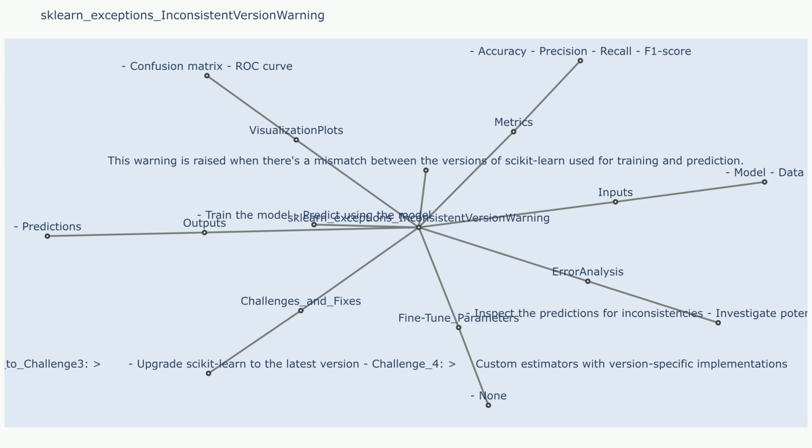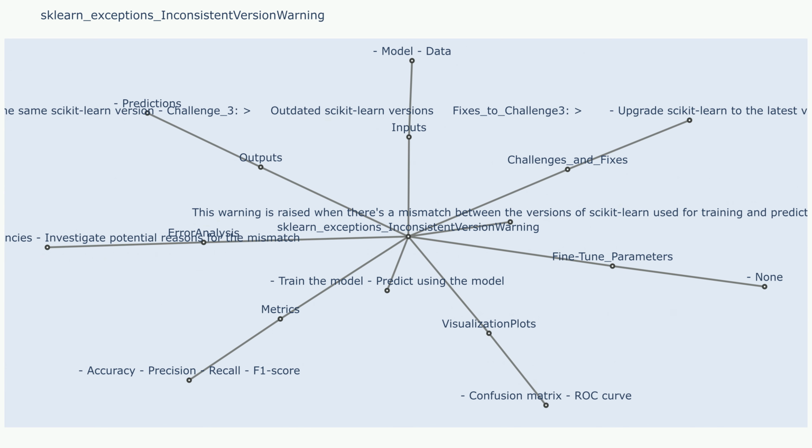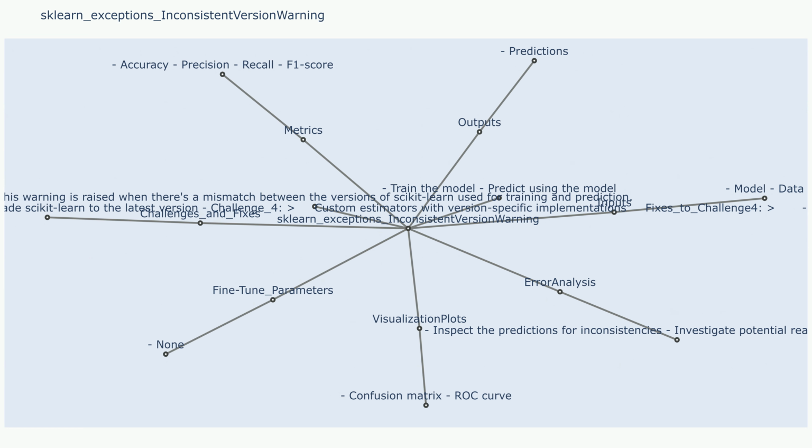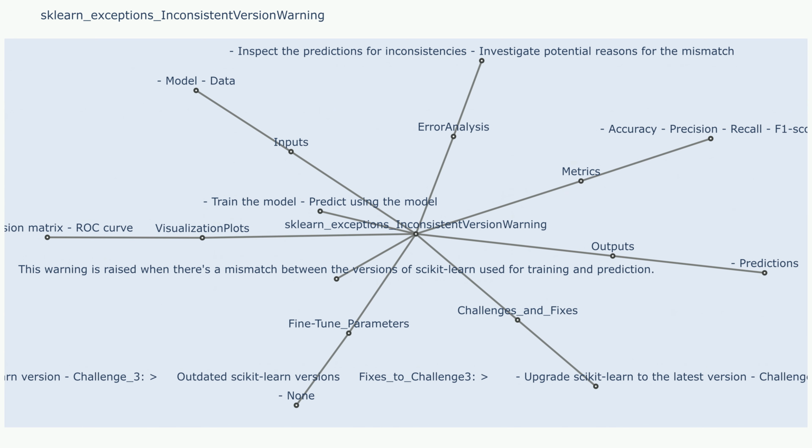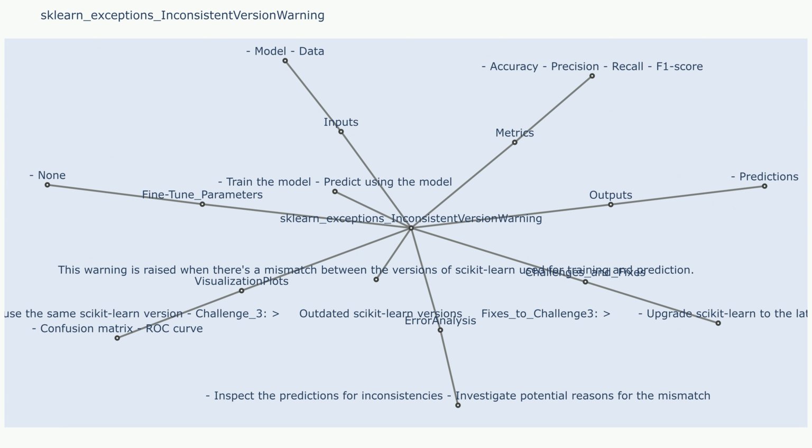Version of SKLearn. The version of SKLearn currently being used. Versions of dependent libraries. The versions of other libraries that SKLearn relies on, such as NumPy, SciPy, and Pandas. Warning message. A warning message displayed in the console, indicating the inconsistency in library versions. Potential errors. The potential for unexpected behavior or errors in the SKLearn model due to the version mismatch.